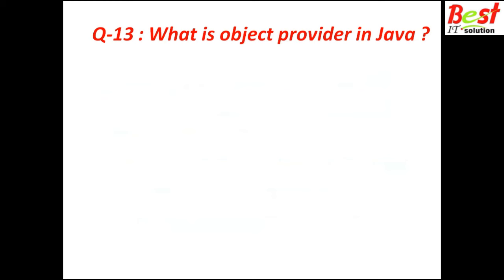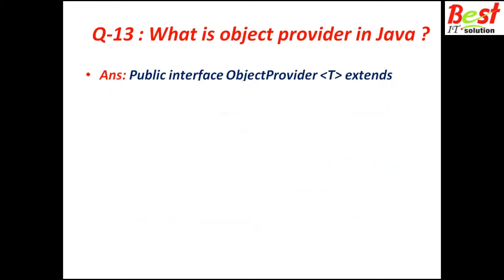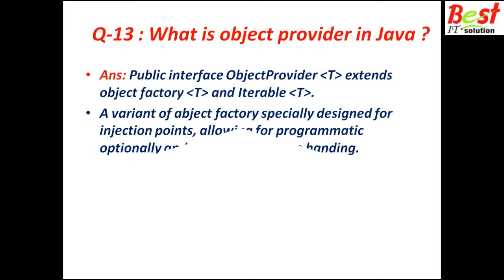The next question is, what is ObjectProvider in Java? Generally, ObjectProvider is an interface in Java. The public interface ObjectProvider extends ObjectFactory and Iterable. It is a variant of ObjectFactory specially designed for injection points, allowing for programmatic optionality and lenient not-unique handling.